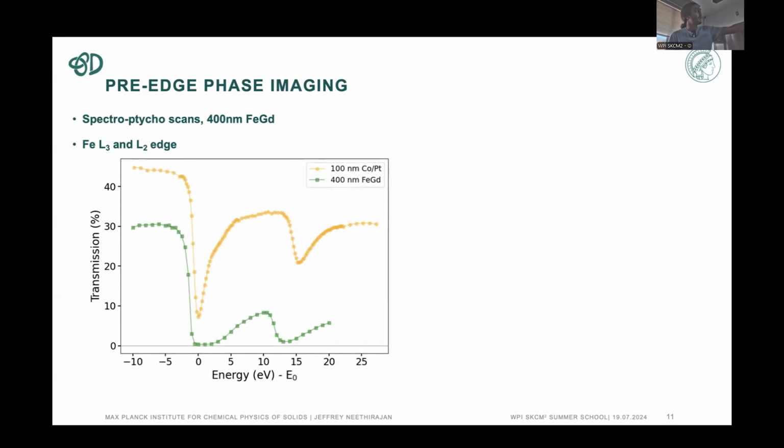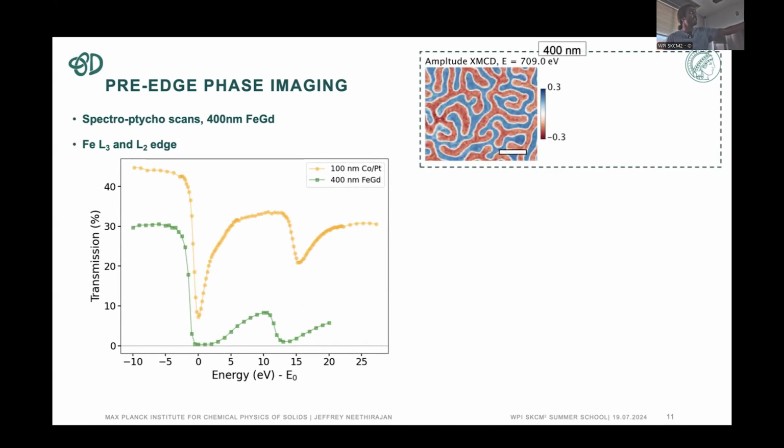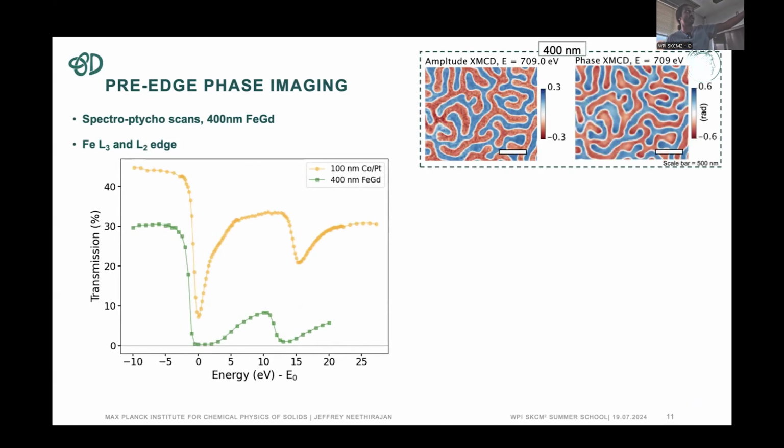So the yellow curve is when it's non-saturating, or when there's no zero transmission on resonance because the sample is too thick. The green is for the 4 nanometers thick sample, and you see it's almost zero transmission over there. And so indeed, you can still measure at energies where there's still transmission through the sample, and then you see beautiful domains in amplitude as well as the phase.